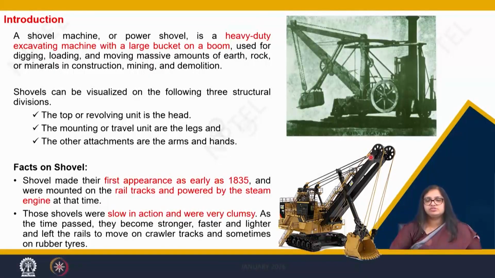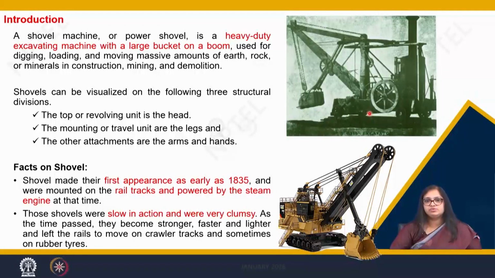However, when we first saw a shovel, it was back in 1835. It was not looking as fancy as it is looking in the picture. It was looking somewhat like this. This is the picture of the first kind of shovel, which was made of wooden materials, powered by a steam engine, and moving on tracks. These are some of the facts on the shovel that you should know about.